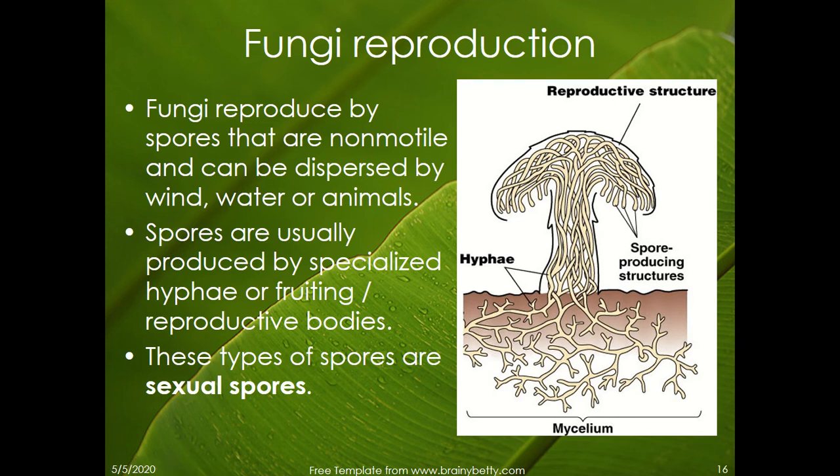And fungi can reproduce in two ways, either sexual or asexual reproduction. Fungi reproduce by spores that are non-motile. However, the spores that are produced can be dispersed by wind, water, and also animals. Spores are usually produced by specialized hyphae or the fruiting bodies. Here, the fruiting bodies, and this type of spore is a sexual spore.